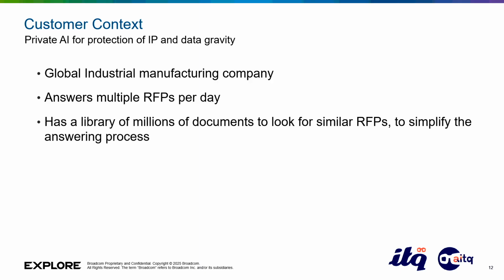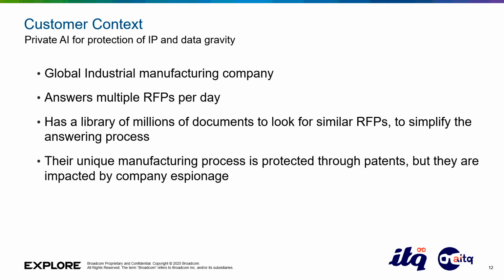So they have millions, literally millions of already answered RFPs and documents that they needed to go through, look at similarities, copy data from one, paste it in another. There's a large team involved that has to do that on a day-to-day basis. So you can imagine what AI could do there. They have a unique process that's protected through patents, but they are impacted by company espionage on a very regular basis. The factory is highly secured, but still, drones fly by on a monthly basis, and it's just challenging.